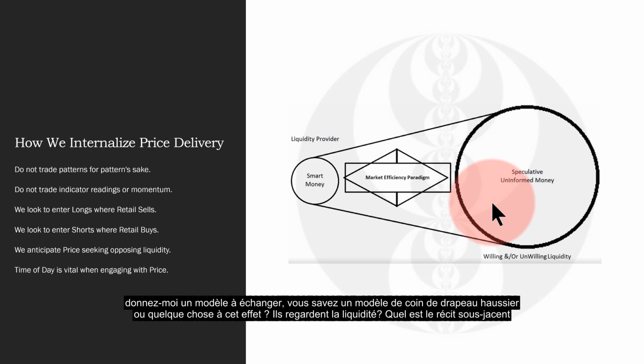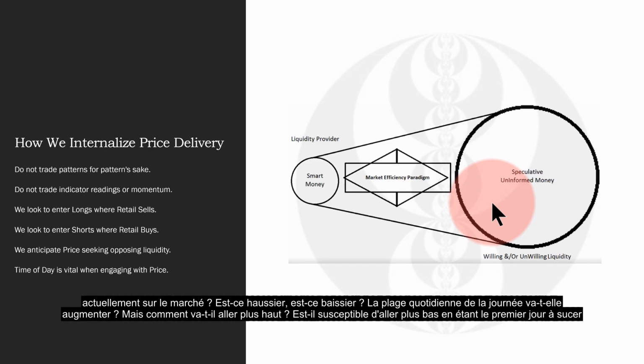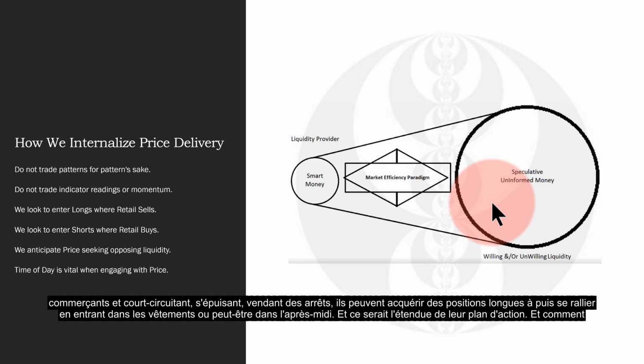They're looking at liquidity. What is the underlying narrative right now in the marketplace? Is it bullish? Is it bearish? Is the day's daily range going to go higher? But how's it going to go higher? Is it likely to go lower at the beginning of the day first to sucker traders in going short, run out sell stops they can acquire long positions at, and then rally going into the close or maybe into the afternoon? And that would be the extent of their plan of action.